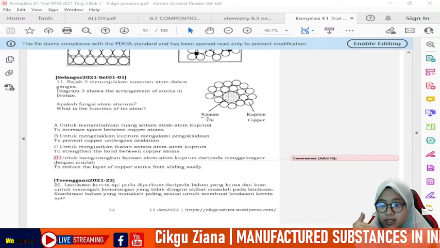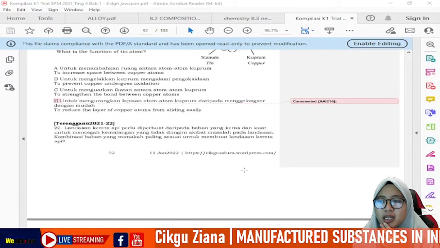Wow, how about the slide over each other? Maknanya to reduce the layer from sliding easily. Good. To reduce the layer of copper atom from sliding each other. Okay, thank you, Muaz.